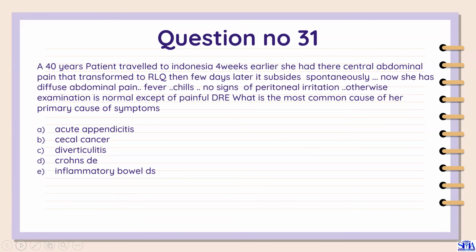A 40-year-old patient traveled to Indonesia. See, travel-related things you will find on and off in the main exam. Central abdominal pain, which moves to another side. Now she has diffuse abdominal pain, no sign of peritoneal irritation, otherwise examination normal, except painful diarrhea, which is a common cause of her primary symptom. All right. Come on, guys.